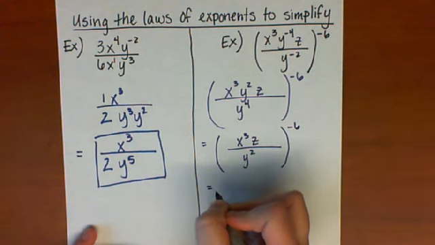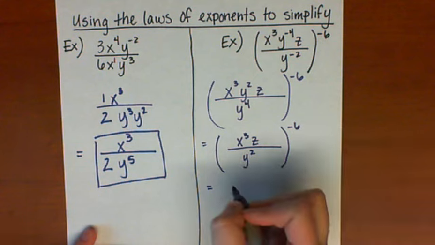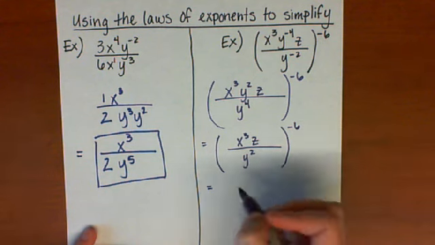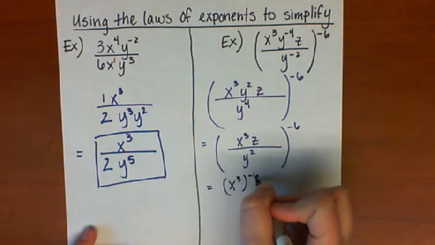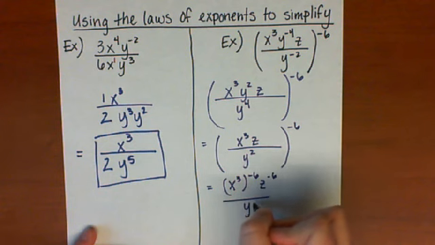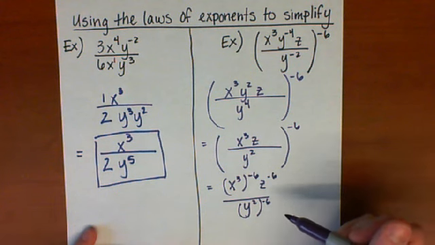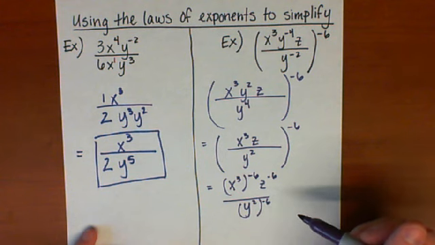Now, the next step that I can do is I'm going to use this negative 6. I notice I have all factors and quotients here. So this is going to give me x cubed to the negative 6th, z to the negative 6th, and y squared to the negative 6. So I'm simply applying that negative 6 to each one of my factors. Now do notice these are factors, not terms. This does not work if you have terms.